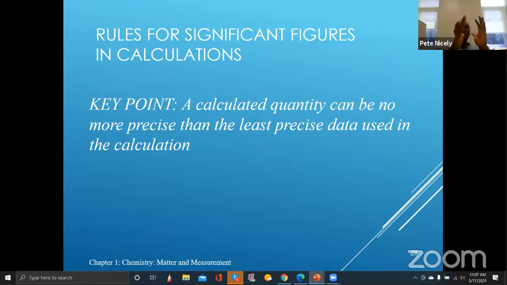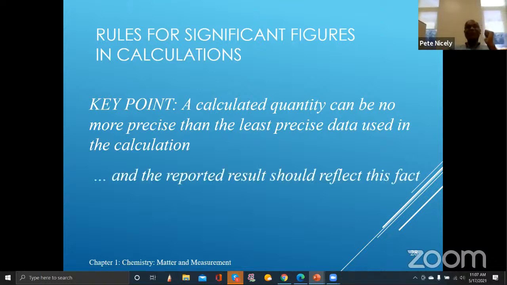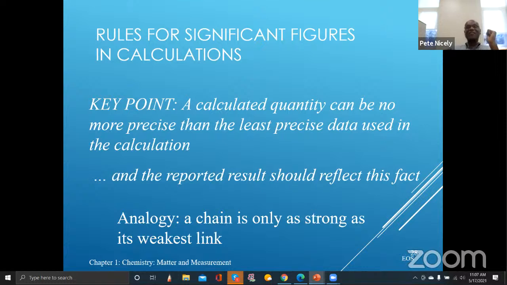Now, the key point you need to recognize whenever you're doing these kinds of operations is that the calculated quantity can be no more precise than the least precise data used in the calculation, right? So if you're doing a calculation involving several numbers, then your resulting answer can be no more precise than the least precise values involved in your calculation. And the reported results should reflect this fact.